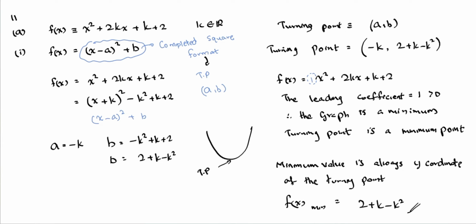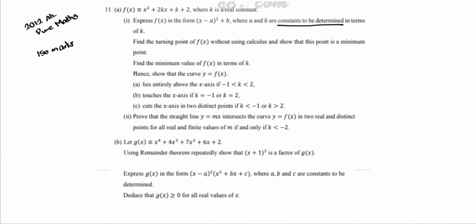Next, hence. Now they are using the word hence. Be very careful. This part is done, this part is done, this part is done. Hence show that curve y equals f(x), they have given you three conditions. Hence show that curve y equals f(x) lies entirely above the x-axis if, here the condition; touches the x-axis if, condition; cuts the x-axis in two distinct points, condition. Okay, let's analyze one by one.